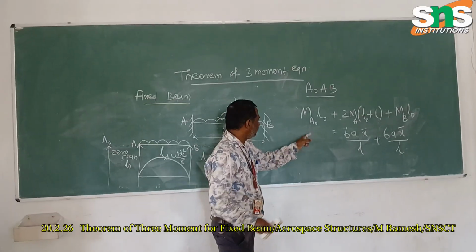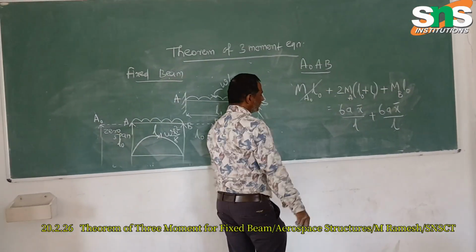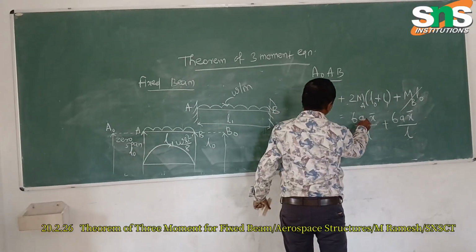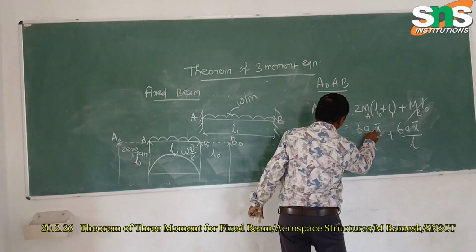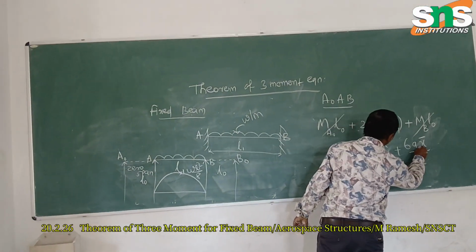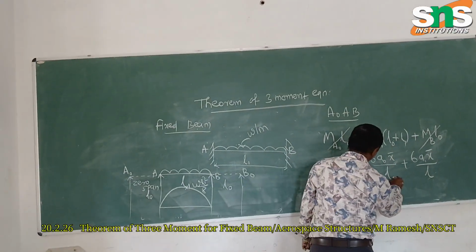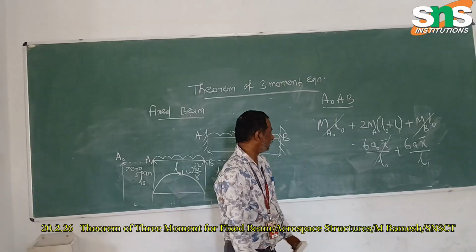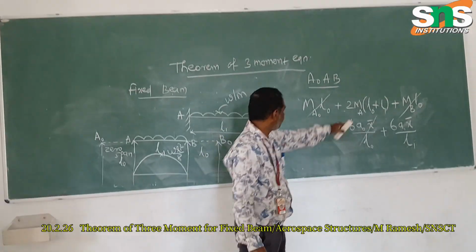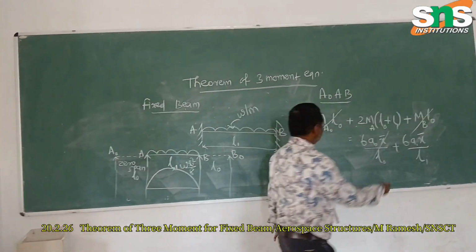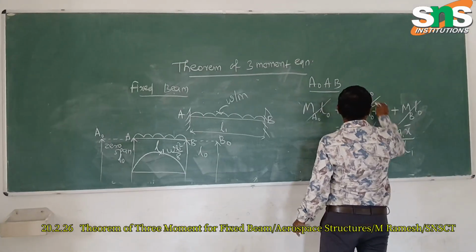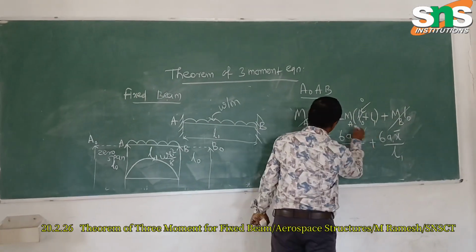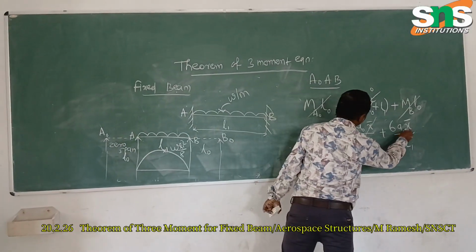Now MA0 is a dummy function, so cancel it. This is also cancelled. Here 6A0 x0 bar over L0, and here 6A1 x1 bar over L1; the dummy imaginary part, cancel it. Then here L0 is equal to 0, so cancel it. And here the thing is MB is there, with A1 x1 bar.